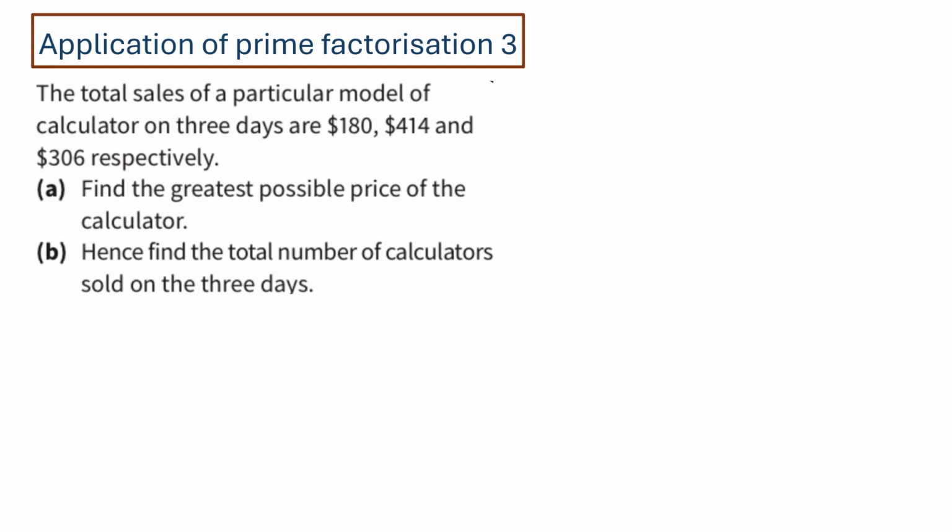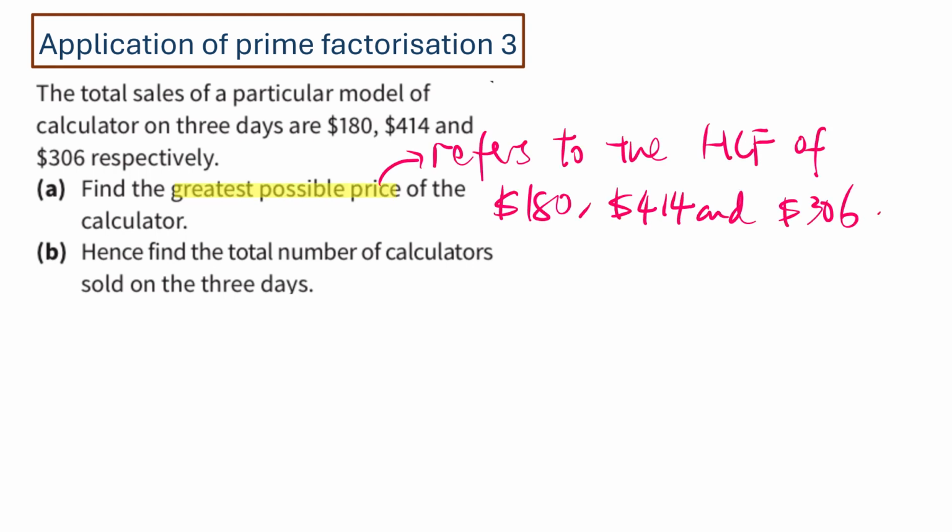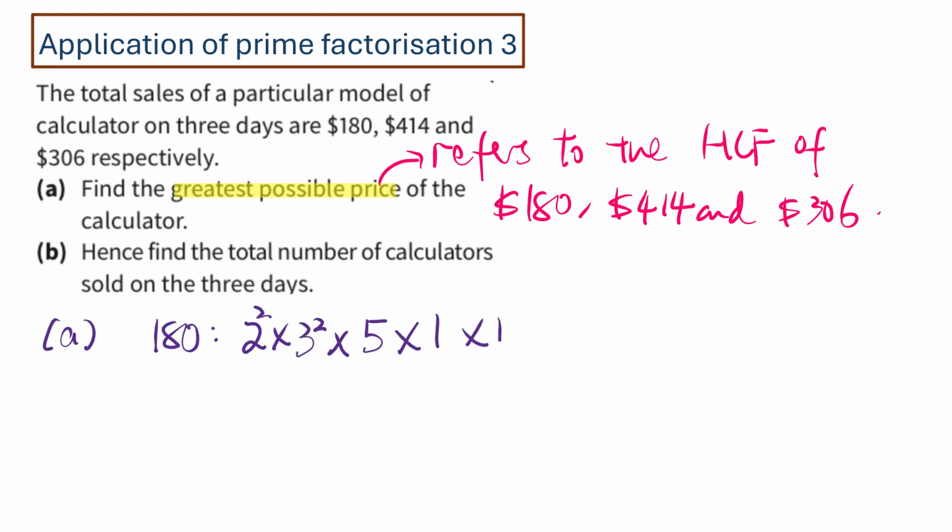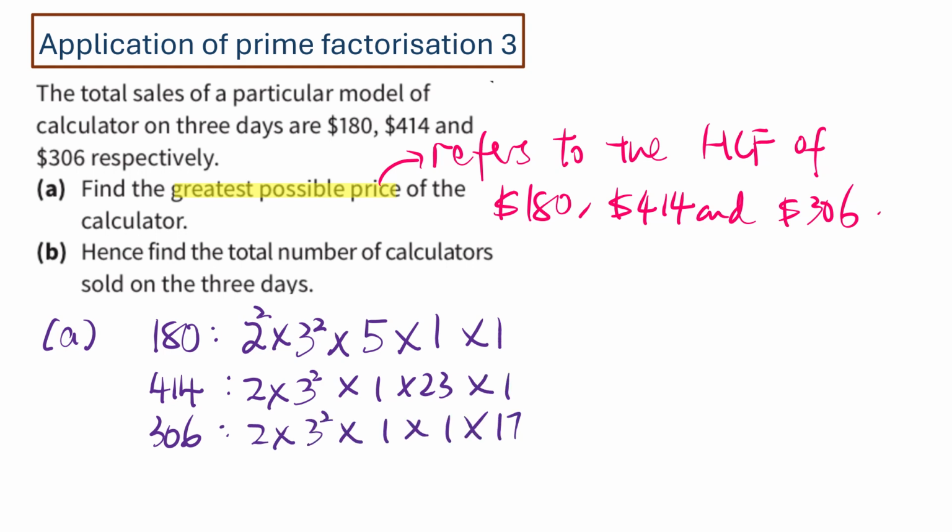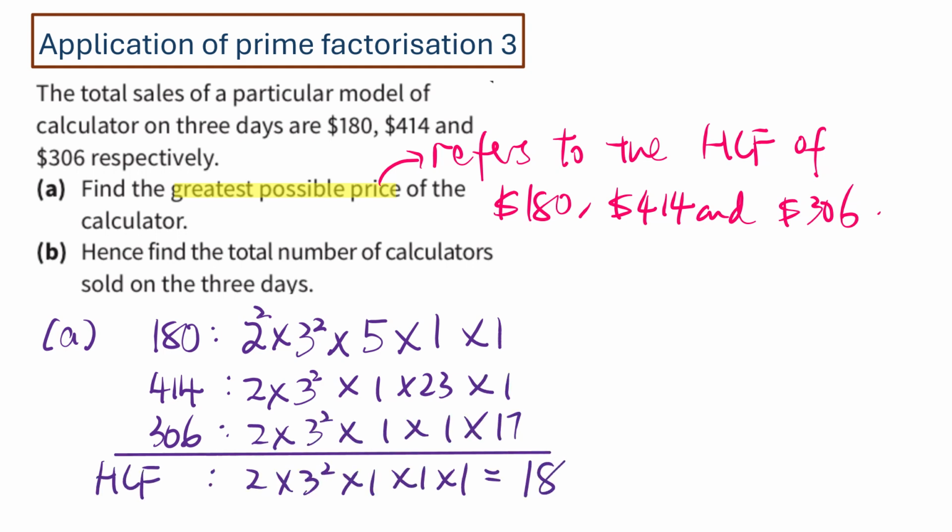So in this question, what do you think? Do we find the HCF or the LCM? Yes, greatest possible price. If you see the word greatest, it refers to finding the highest common factor. So we use repeated division to write 180, 414, and 306 as a product of its prime factors in index notation. And from there, we have 2 times 3 squared times 1 times 1 times 1, that gives you 18. So therefore, the greatest possible price of the calculator is 18.